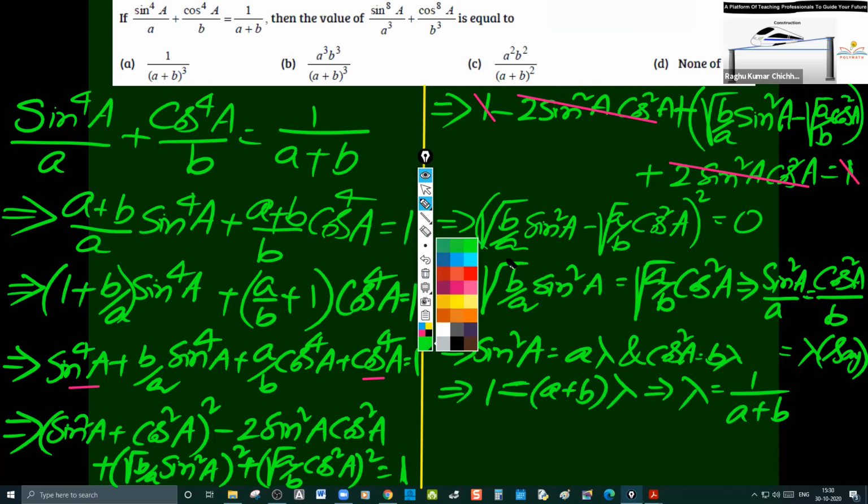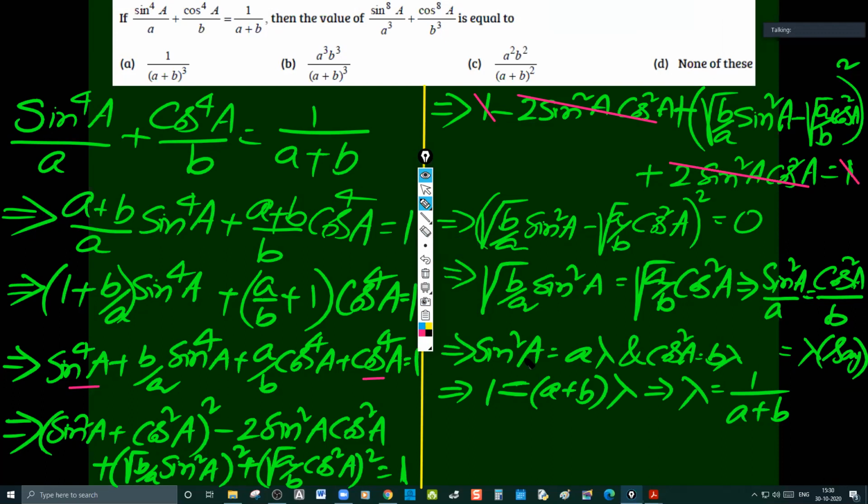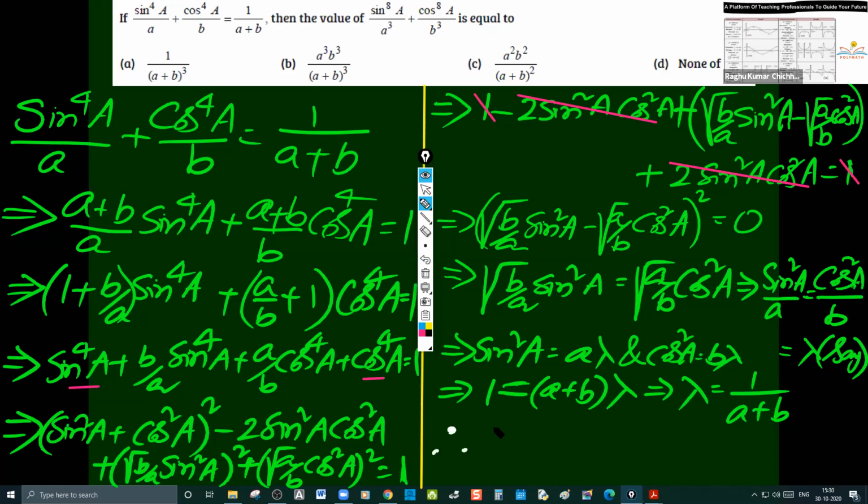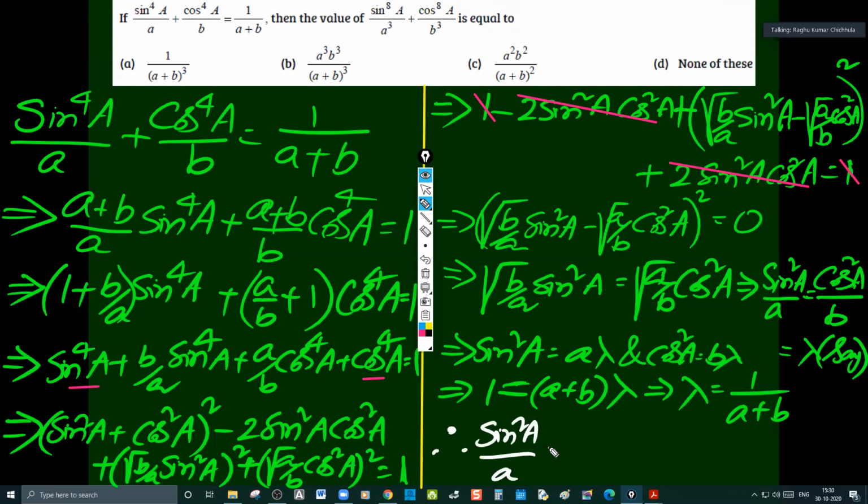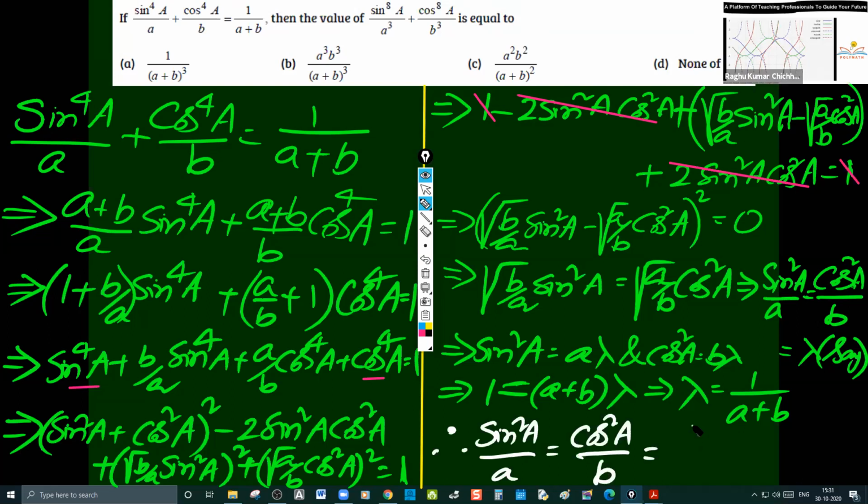Yes, Maurya, I'm with you. No doubt, sir. Bobby. No doubt, sir. So now substitute lambda and tell me what is the final equation you have got. Sine square A by A is equal to cos square A by B equals 1 by A plus B. That's it.